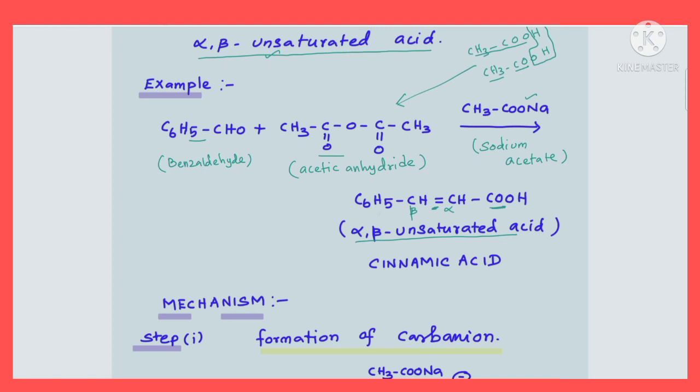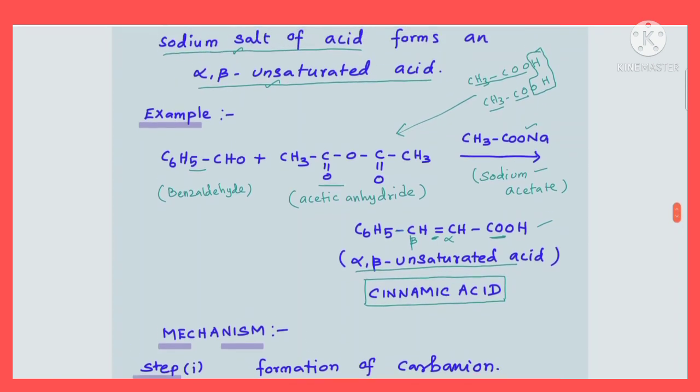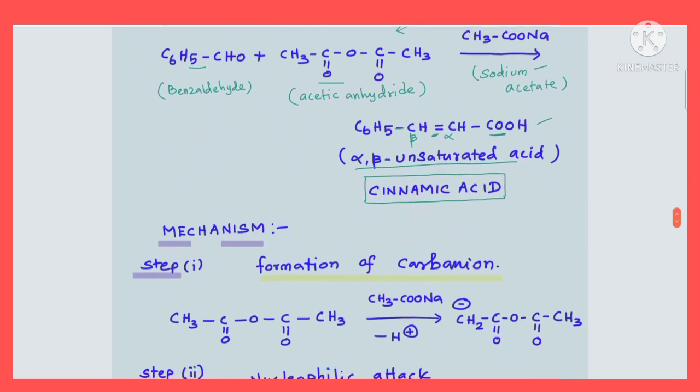Okay, right. You are getting an alpha beta unsaturated acid of formula C6H5-CH=CH-COOH, isn't it? Which is called cinnamic acid. The name of this alpha beta unsaturated acid is nothing but what? Cinnamic acid. Okay, so this is the net reaction. Benzaldehyde on reaction with acetic anhydride in presence of sodium acetate, giving an alpha beta unsaturated acid called cinnamic acid, is an example for Perkin reaction. Okay, right. So now let us see the mechanism.